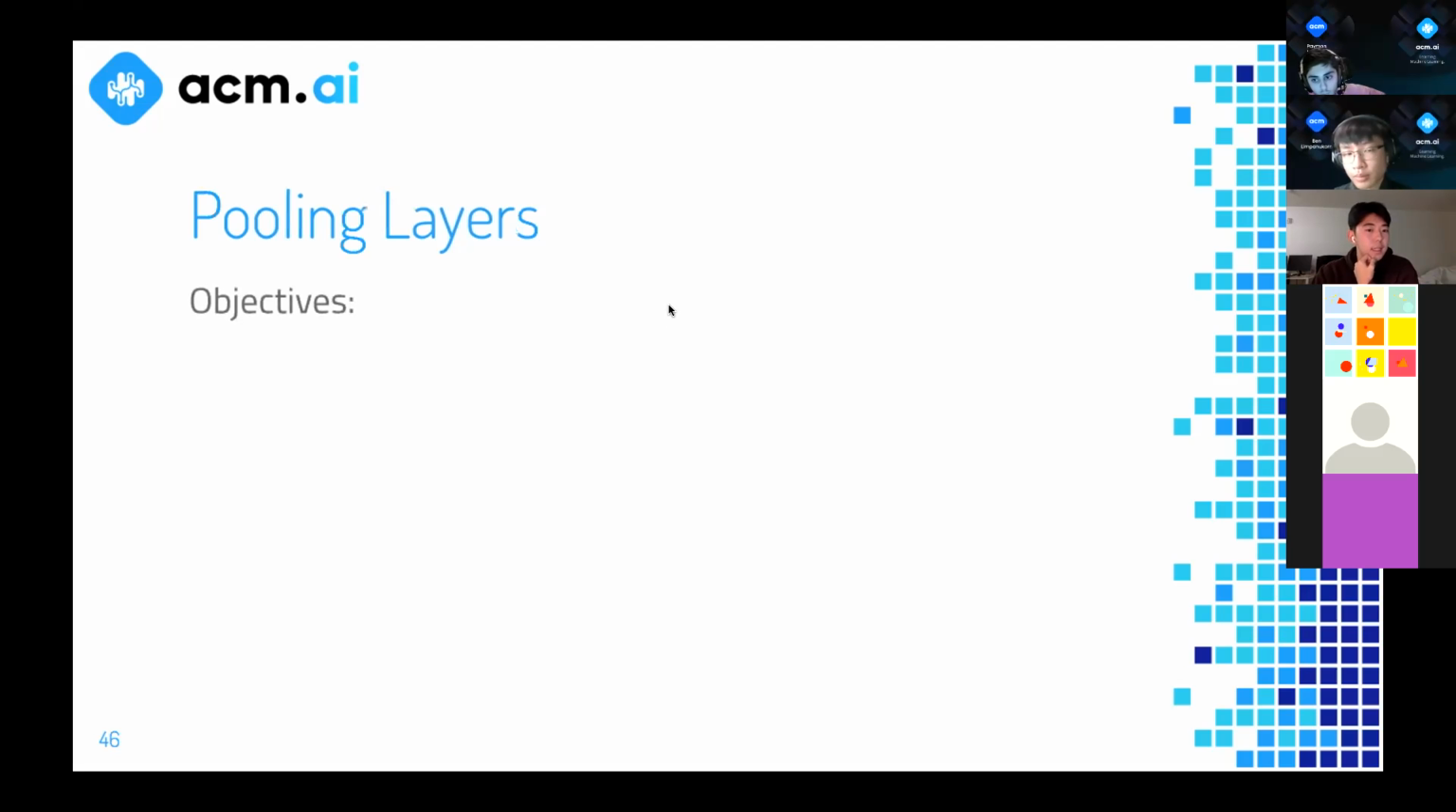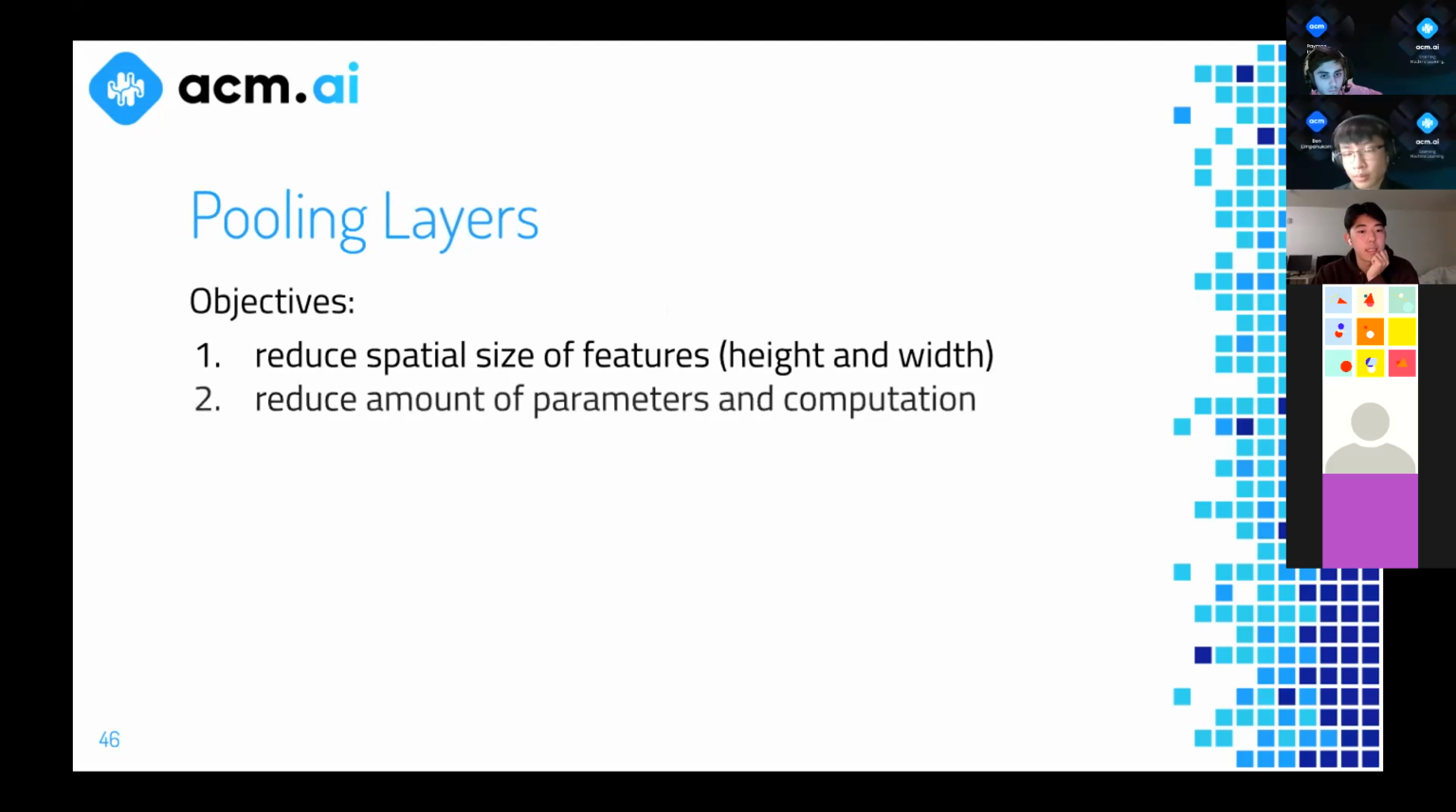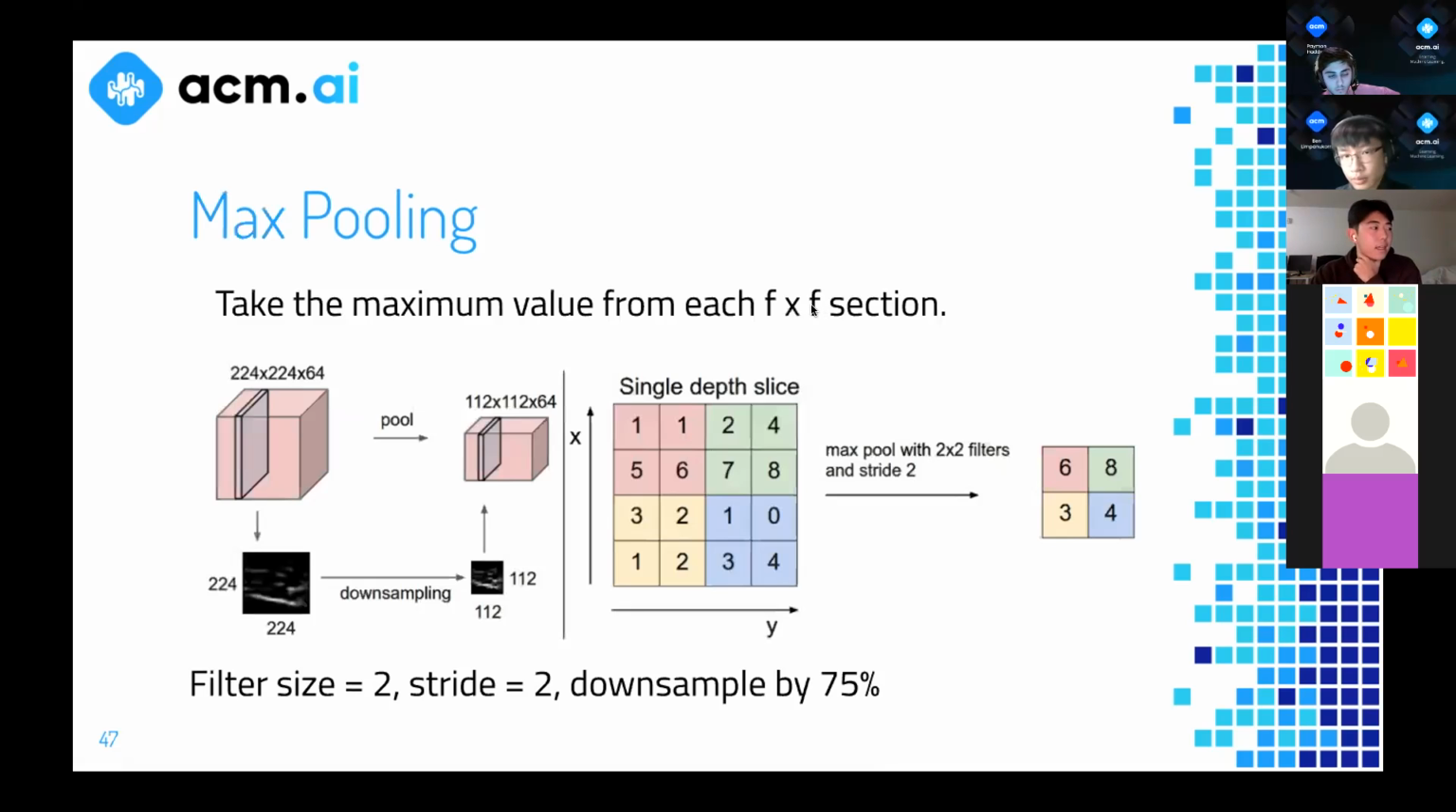So pooling layers. Our objective for the pooling layer is to reduce the spatial size of our features, both in height and width. We're trying to downsize the amount of parameters and computation we need to use. And this is also another form of, I guess, preventing overfitting, very much analogous to how we use it in ReLU. So max pooling is a type of pooling layer.